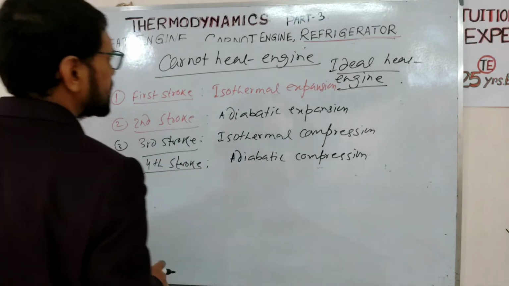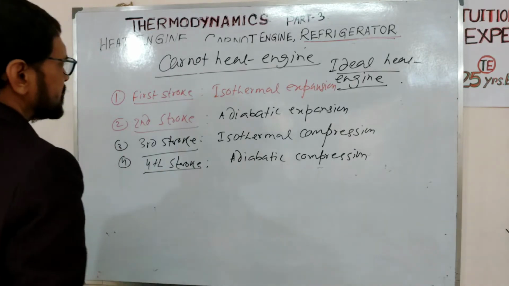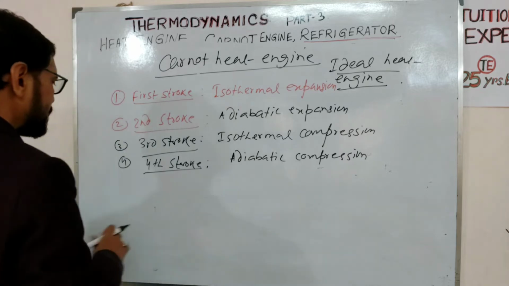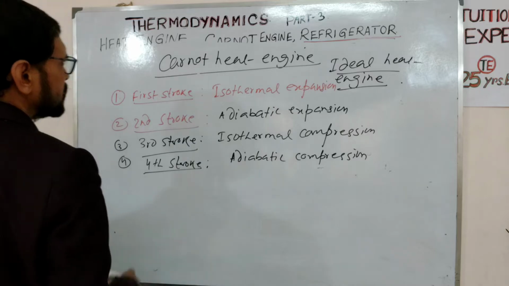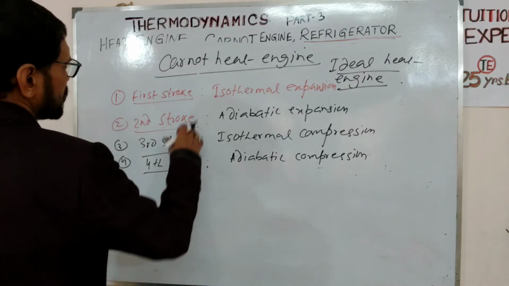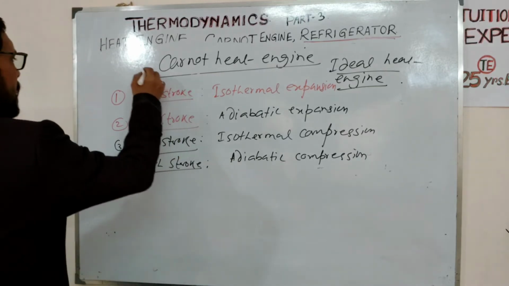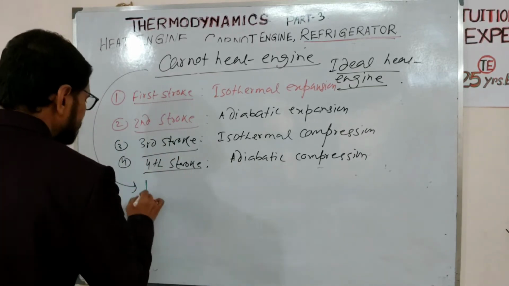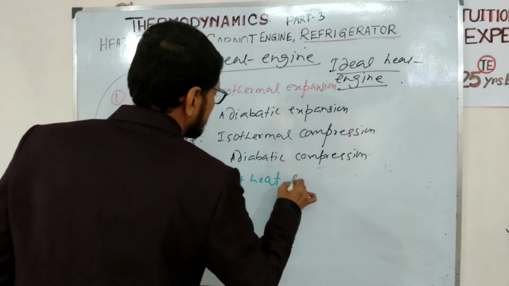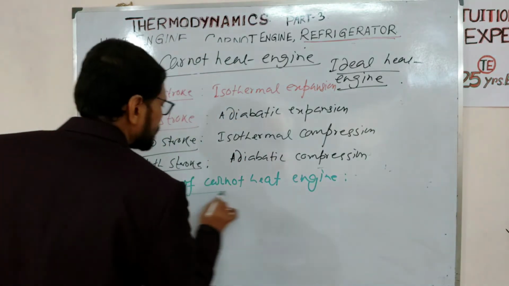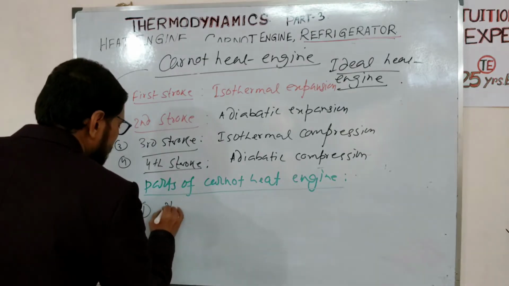So this is an ideal heat engine. The diagram of a heat engine is the same as a Carnot heat engine. Now what are the different parts of the Carnot heat engine to perform the cyclic process? The parts of the Carnot heat engine: first, a heat reservoir.